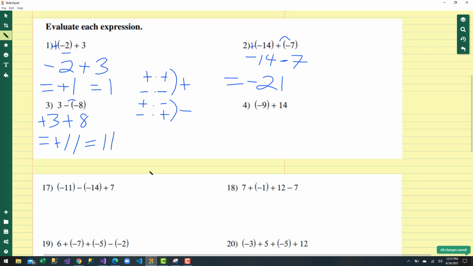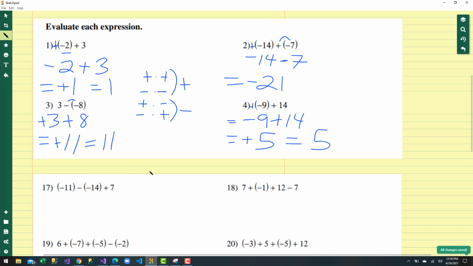All right, number 4. Next to the parentheses, we have an imaginary positive sign. So remember, positive and negative, break off the parentheses as a negative. So we have negative 9 plus 14. All right, let's apply our trick. Opposite signs means you subtract 14 minus 9, which is 5, and keep the sign of the larger number, which is 14. So I copy plus 5. So negative 9 plus 14 is positive 5.